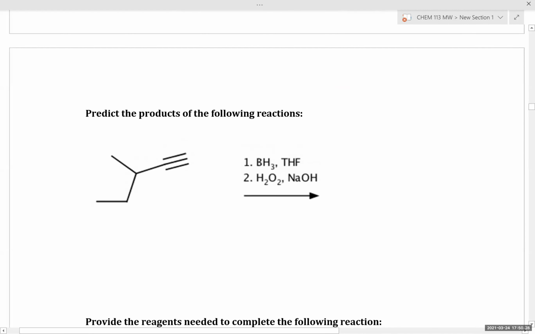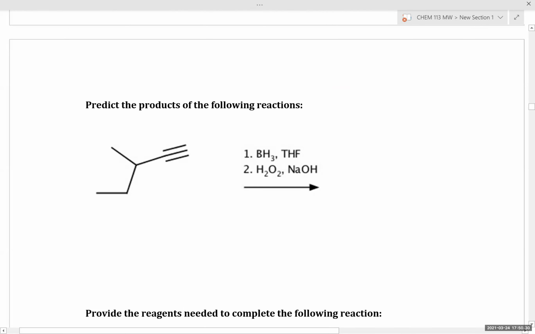So let's take a moment and try to predict the product from the following reaction. You can either provide the name or the structure of the product. Let's take about 2 to 3 minutes and try to predict the structure of the product from this hydroboration oxidation sequence. And don't be shy to share your responses as photos in the chat or directly as structures annotated on the class whiteboard.